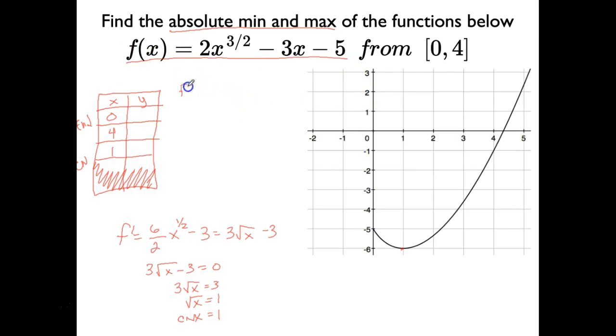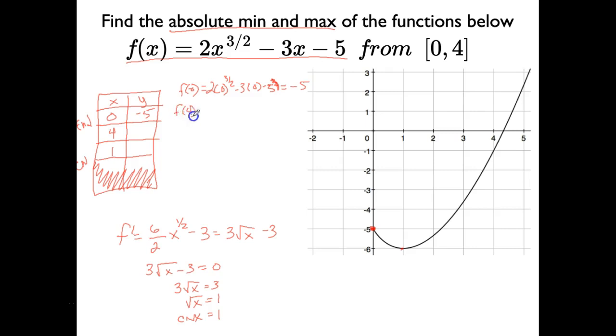So let's do f of 0 and see what that gives me. 2 times 0 to the 3 over 2 minus 3 times 0 minus 5. Oops, I don't know why I'm putting parentheses there. Okay, that's going to be 0 minus 0 minus 5. That's going to be negative 5. That's my y value here. And let's check it. At 0, the y value is negative 5. Perfect.